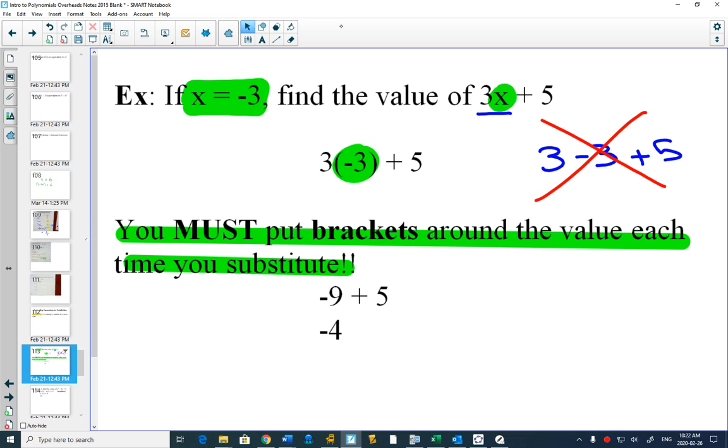So here, 3 times -3, that's -9. Then if you think about your number line, you're at -9 and you add 5, that would get you to -4.